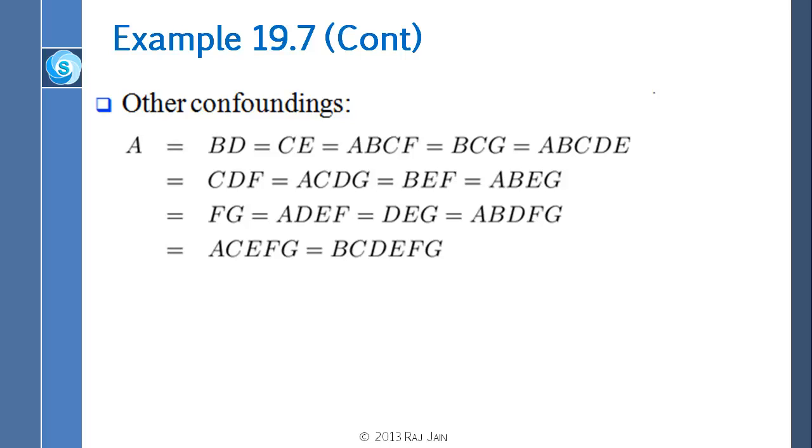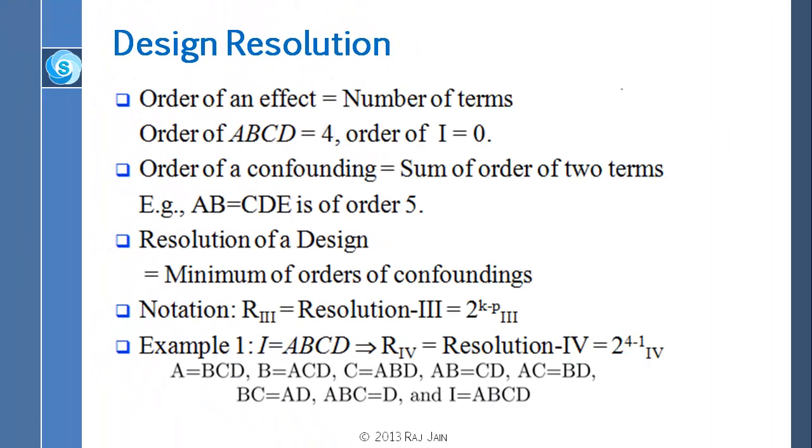All right, so this is why we now have the term called design resolution. Design resolution is the order of the effect, which is the number of the terms. So for example, the order of ABCD is 4, the order of I is 0, the order of ABC is 3, the order of AB is 2. So when you have AB equal to CDE, the order is 5 because you are confounding 2 and 3, which gives 5. The minimum of these confoundings is the resolution of the design.